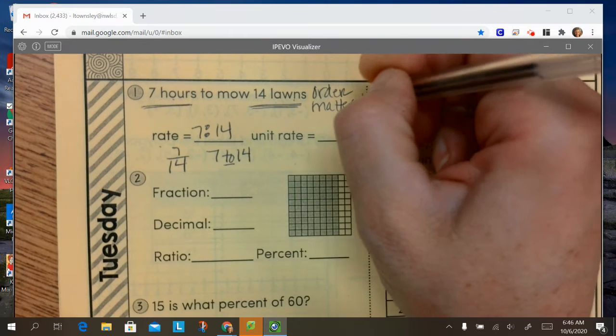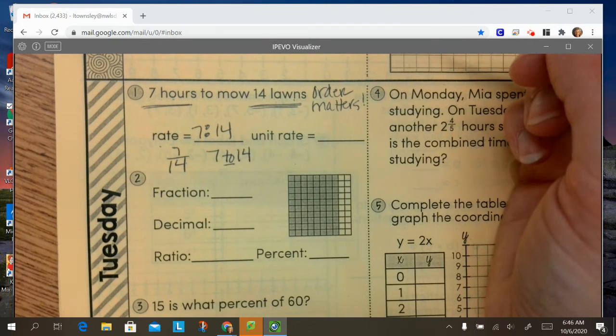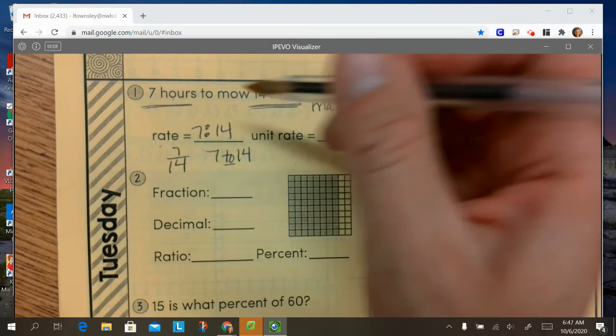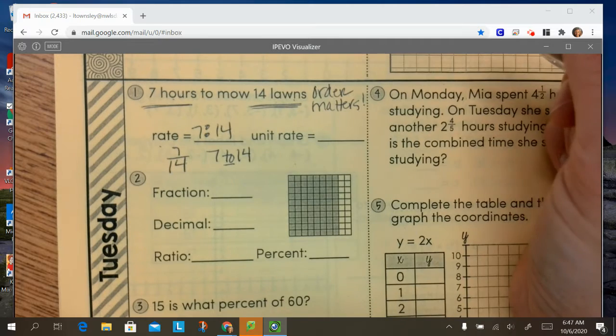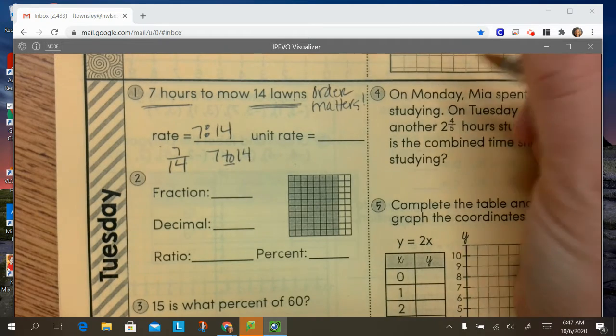matter. Okay, so order matters. It would not be 14 to 7. It would not be 14 over 7. It would not be 14 colon 7. It has to be 7 to 14. For ratios especially, order matters, and same with order of operations, order matters.